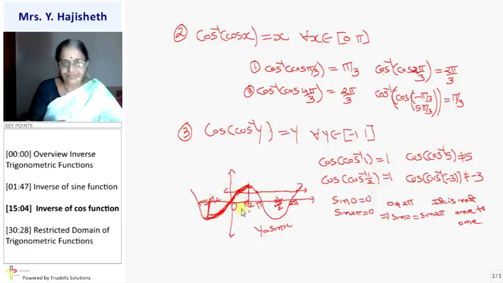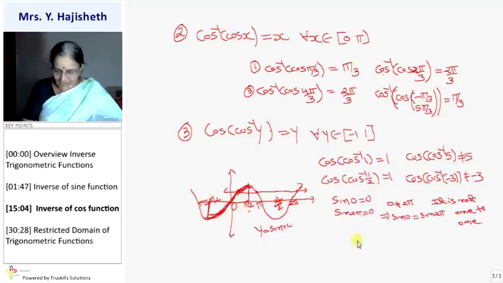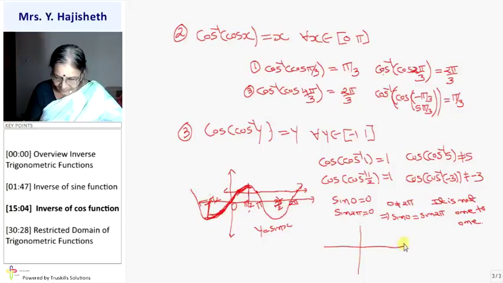Clear? Suppose I draw a graph of y = cos x. You have learned the graph of y = cos x. Cos 0 is 1. Cos pi by 2 is 0. Cos pi is minus 1. Cos minus pi by 2 is also 0. So if you draw the graph, the graph of y = cos x is like this.